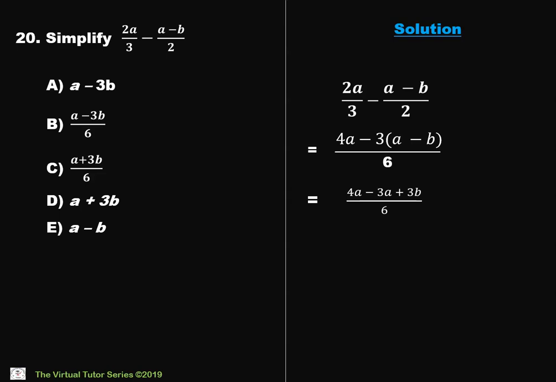4a minus 3a is a. So we have a minus 3b all over 6. Therefore, the correct answer is option B.